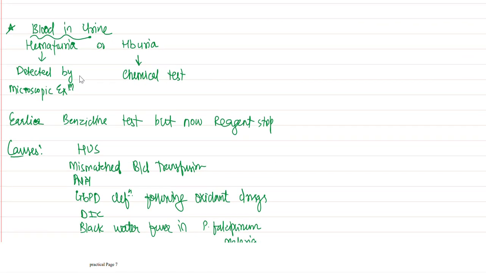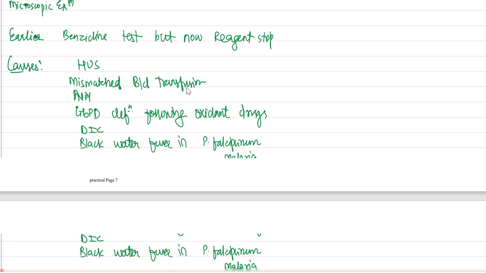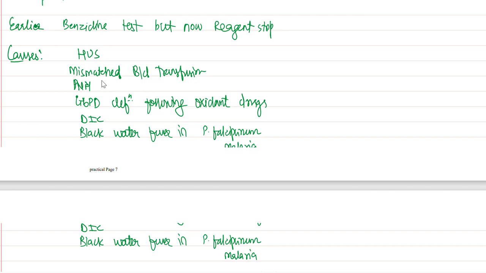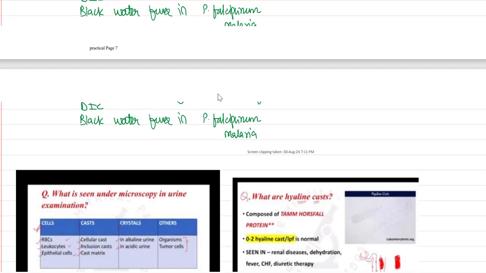For blood in the urine, it may be due to hematuria or hemoglobinuria. Hematuria is detected by microscopic examination. Hemoglobinuria is detected by chemical test. Earlier, the benzidine test was used, but now the reagent strip test is more preferred. The causes of it are hemolytic uremic syndrome, mismatched blood transfusion, paroxysmal nocturnal hemoglobinuria, G6PD deficiency following oxidant drugs, disseminated intravascular coagulation, and blackwater fever in Plasmodium falciparum malaria.